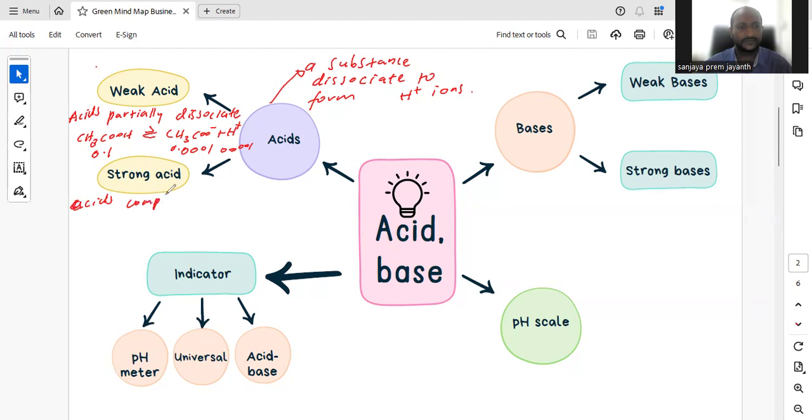Acids that completely dissociate we call strong acids. Consider HCl. When you put it into water, HCl breaks down into H+ and Cl-. So if you have 0.1 mole of HCl, when you put it into water, it breaks down into 0.1 mole of H+ and 0.1 mole of Cl-. These are strong acids.